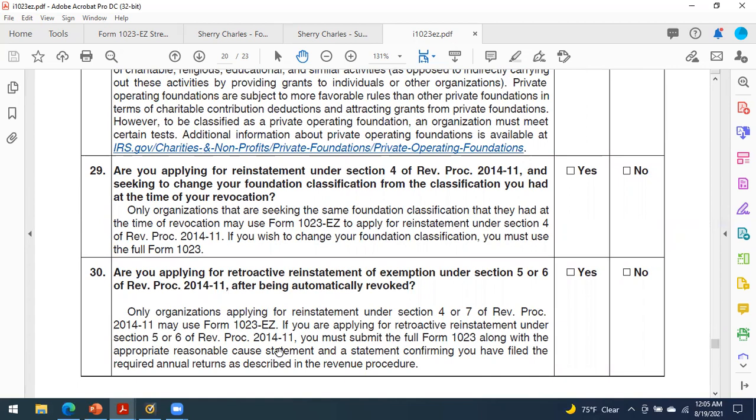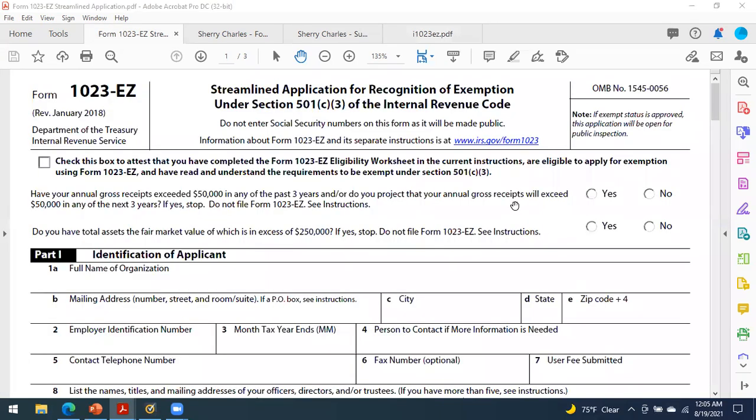Okay, so now I'm going to pause the sharing so I can pull up the actual 1023-EZ application so that you can see it. So thank you so much for your patience. Okay, so now we're looking at the Form 1023-EZ streamlined application for recognition of exemption under 501c3 of the Internal Revenue Code. Always look for the versions or the revision dates on your applications. The most current revision date for the 1023-EZ is January 2018.